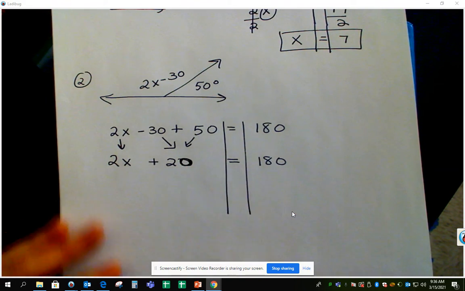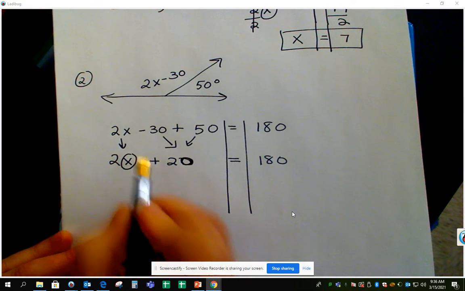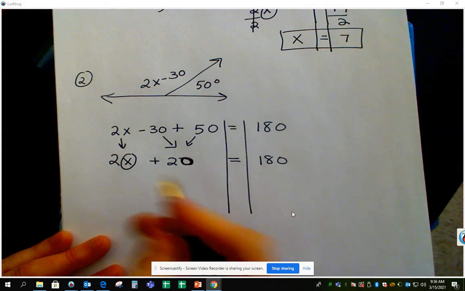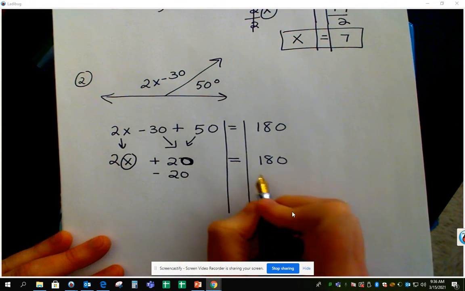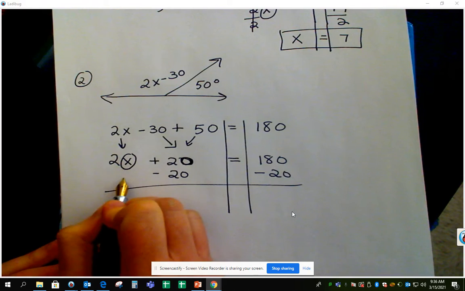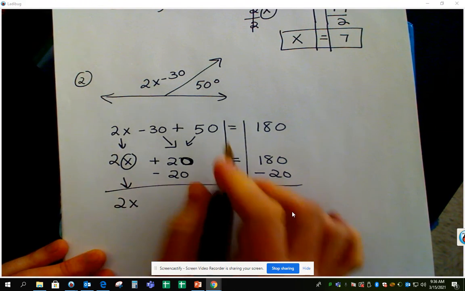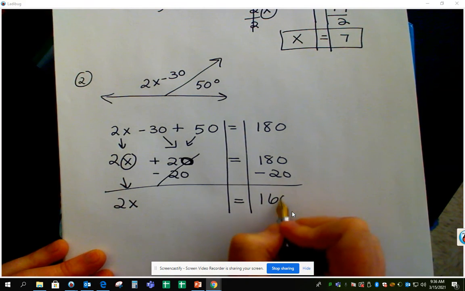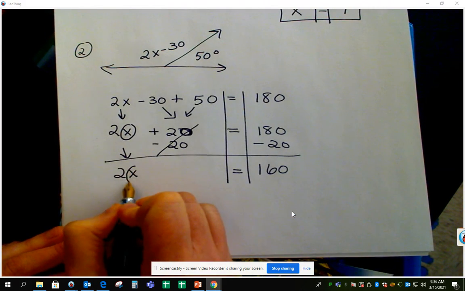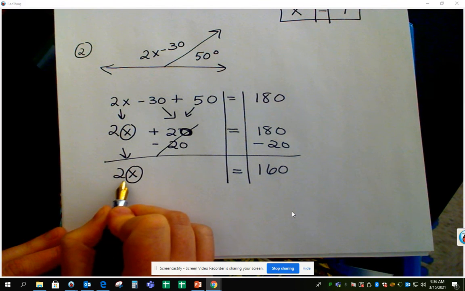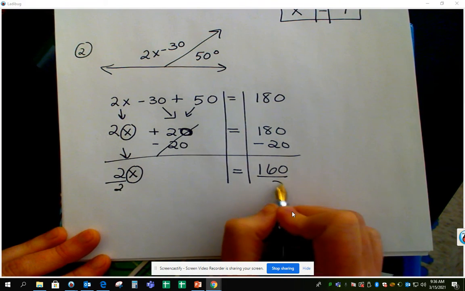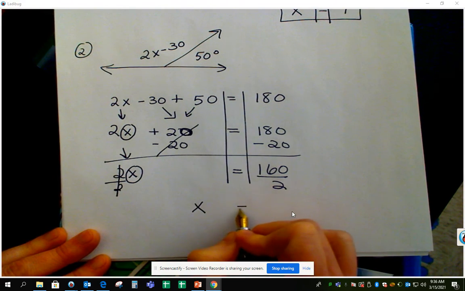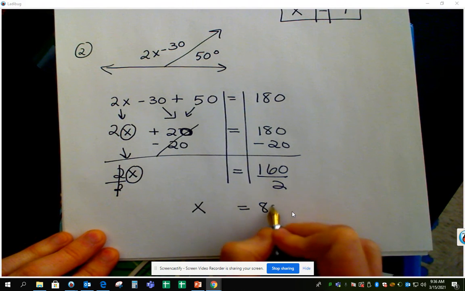On the side with the variable, get rid of the constant first. So we want to subtract 20. We're going to bring down our 2x. 20 minus 20 is 0. 180 minus 20 is 160. Again, on the side with the variable, I want to get rid of this 2 by doing the opposite, dividing, because 2 divided by 2 is 1, and 1 times x is x. And then 160 divided by 2 is 80.